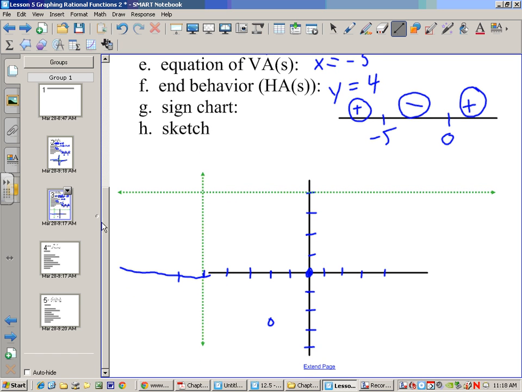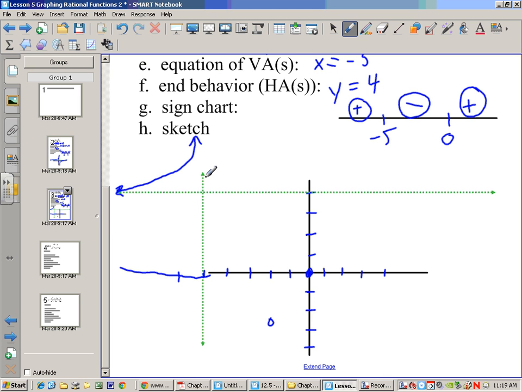All right, so now we just have to sketch it. To the left, it's going to go towards 4. But as I go to the right, it can either go down or up. But since it says positive, it has to go up.